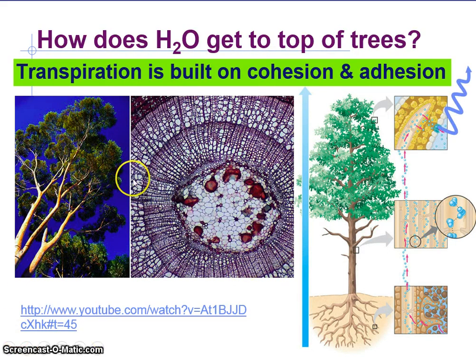So as water evaporates from the stomata, those are pores in the leaves, it's just like a drinking straw. That negative pressure, that sucking, pulls the water molecules up through the tree. And so as they're evaporating here, they're going to be pulling water molecules all the way up.